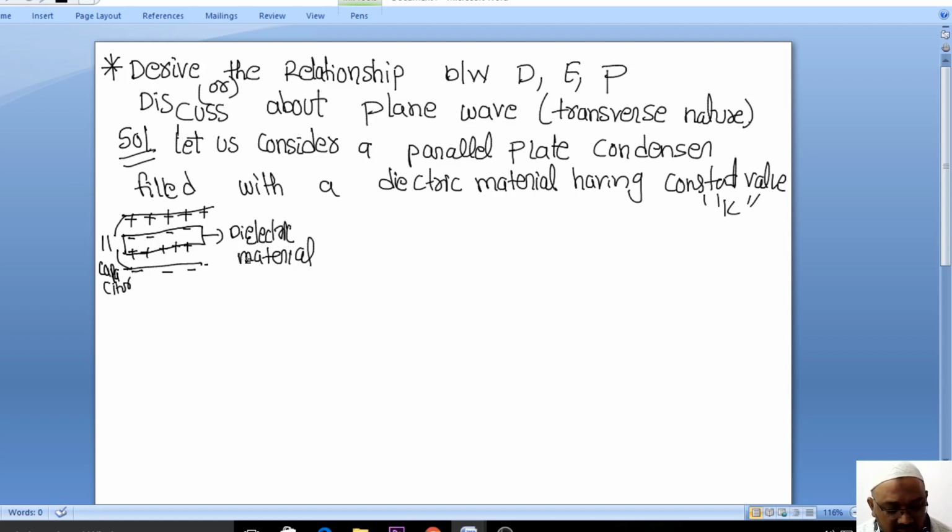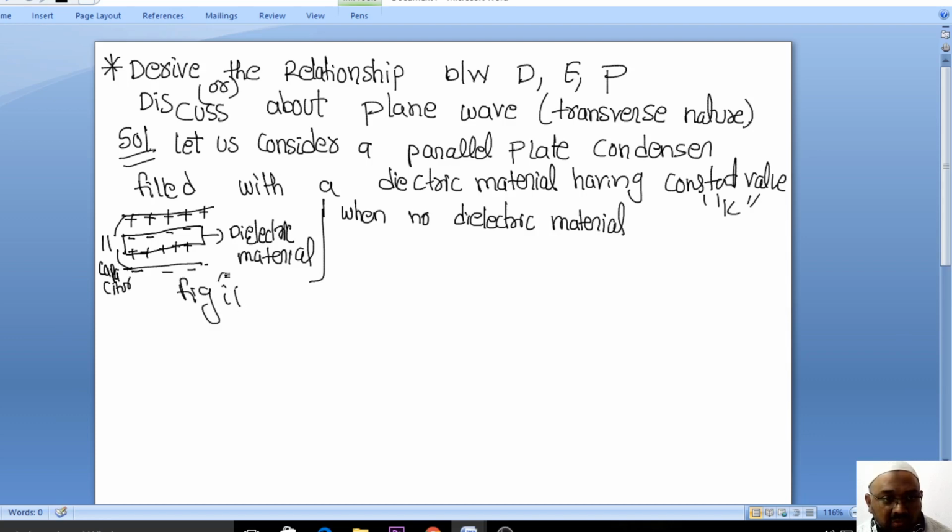So what are we up to here? We need to understand what will happen to the parallel capacitor when no dielectric material is placed. So first we'll deal with this. What is the mathematics behind this? We'll start with when no dielectric material is present. This is called figure 2, right? What is figure 1? I will draw that figure.